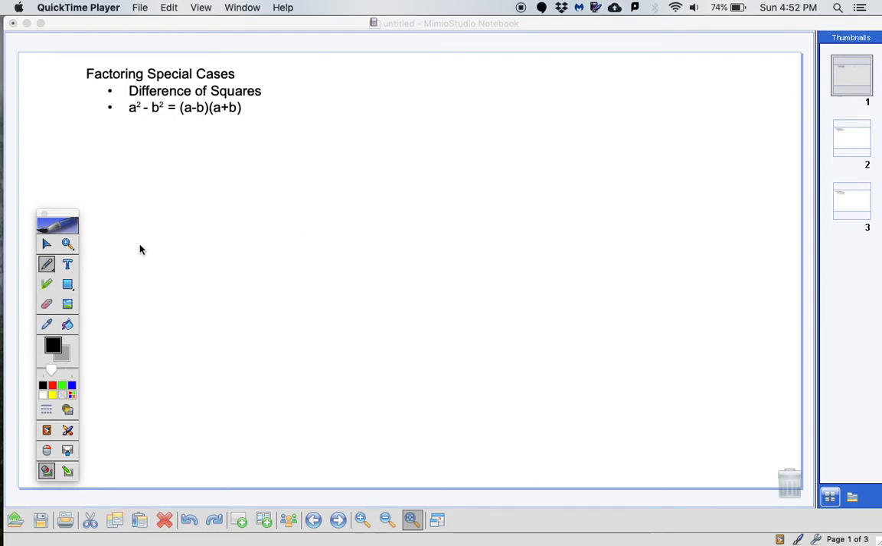But what if this is a little bit more interesting looking? Well, let's take a look and see what that might be. So let's say instead I have 2x squared minus 50. Now my goal is to do the same thing.